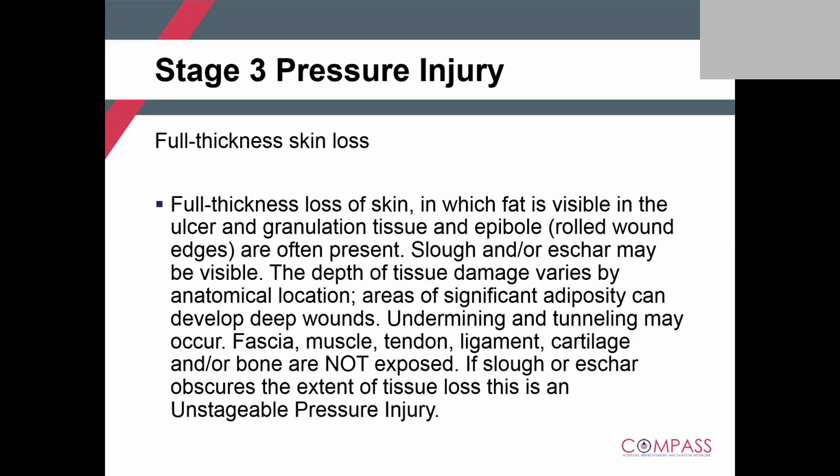A stage 3 pressure injury is defined as full thickness skin loss. In a stage 3 pressure injury, you may see fat, granulation tissue, slough, or eschar. Undermining and tunneling may also be present. However, with a stage 3 pressure injury, you will not see muscle, tendon, ligament, cartilage, or bone. Also, keep in mind that if slough or eschar is causing you to not be able to examine the full depth of the wound, this would then be considered an unstageable pressure injury.